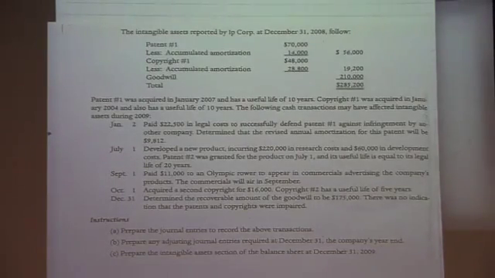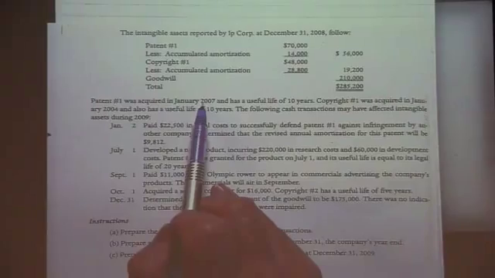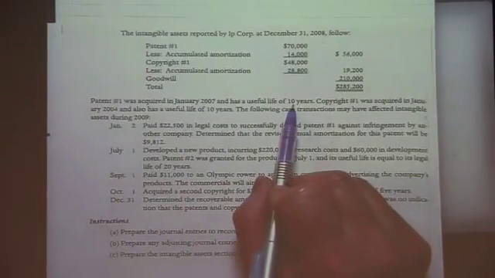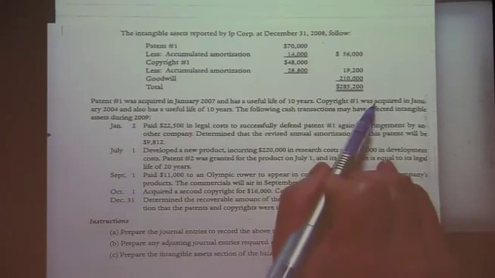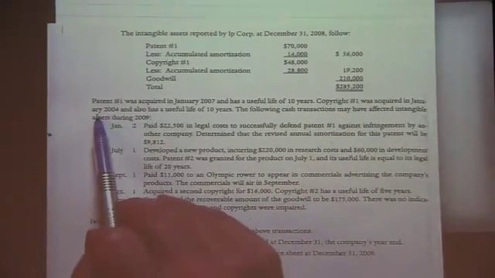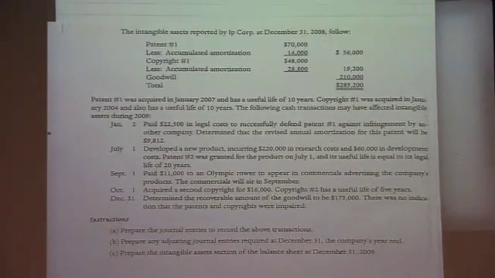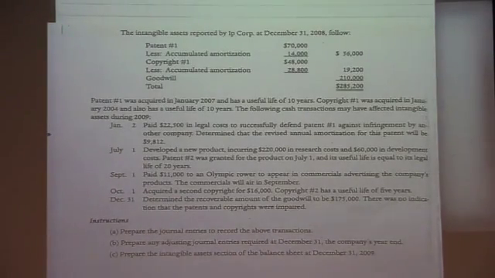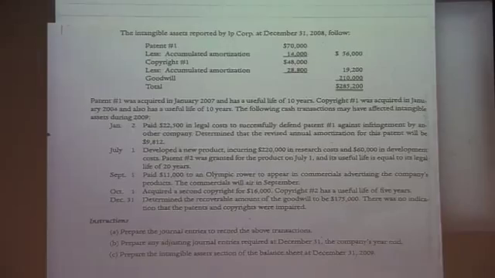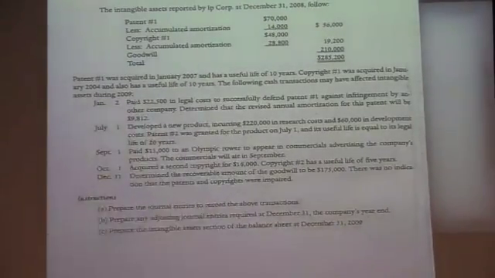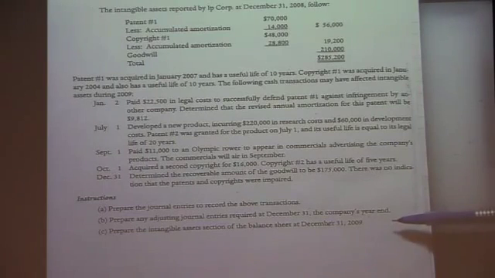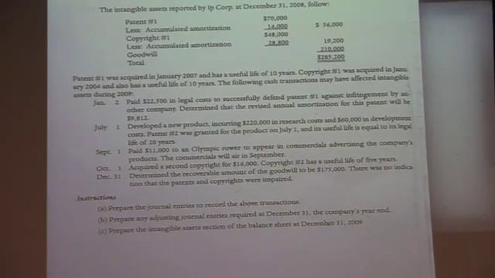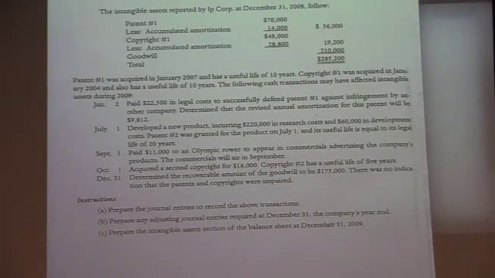Patent number 1, we're told, was acquired on January 1st, 2007 with a useful life of 10 years. Copyright number 1 was acquired on January 1st, 2004, has a useful life of 10 years. And these are the following transactions that affected the intangibles in 2009. What we're asked to do is record the journal entries for each of the above transactions. In Part B, we're asked to provide adjusting entry, which means that we need to amortize these assets. And of course, Part C says we need to show the intangible section on the balance sheet.